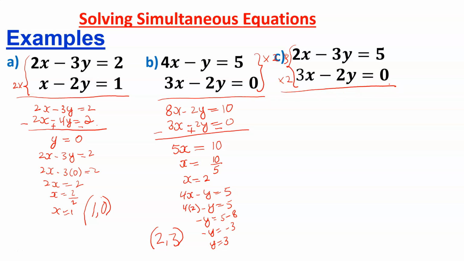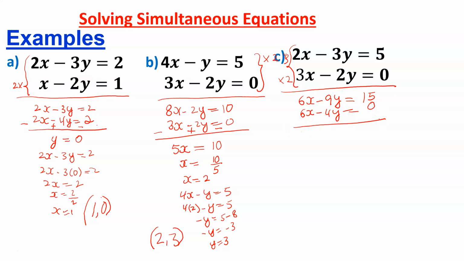Times 3 to the top equation gives you 6x, gives you minus 9y, and gives you 15. That's what it gives you. 3 times 2, that's 6x. 3 times 3, that's minus 9y. 3 times that. And the bottom one gives you 6x minus 4y equals 0, because 0 times 2 is 0.